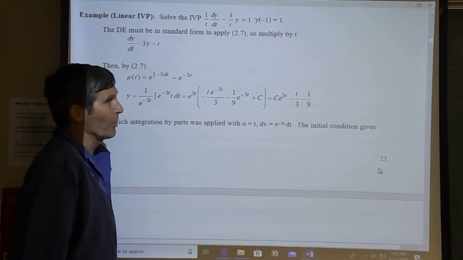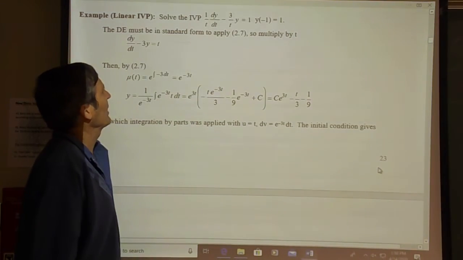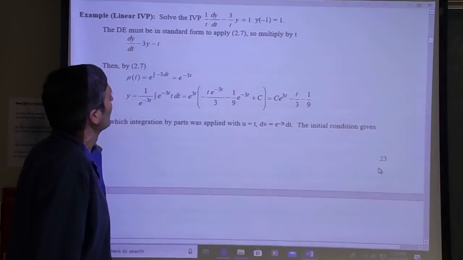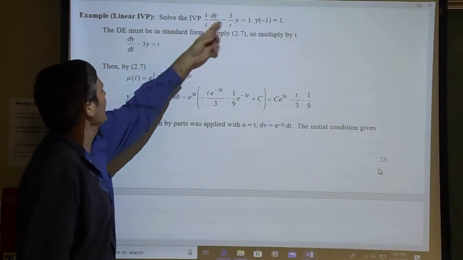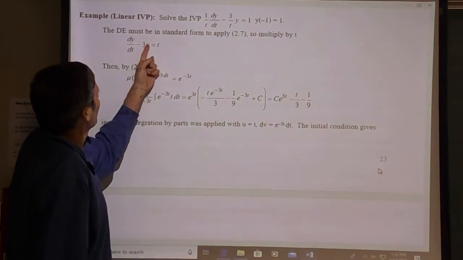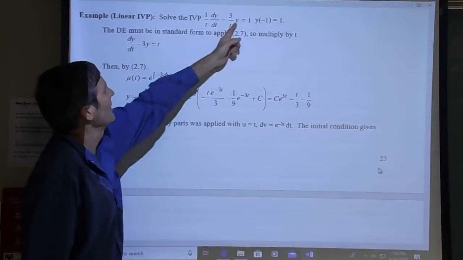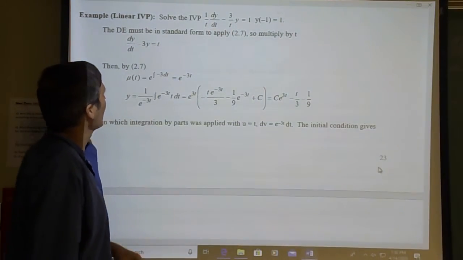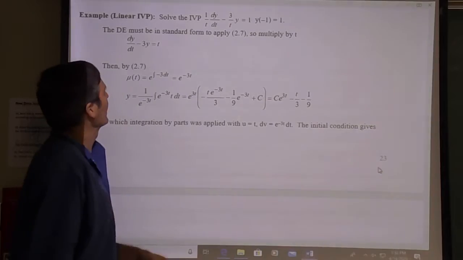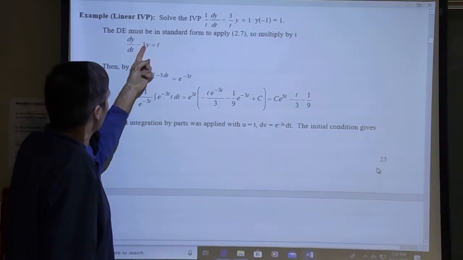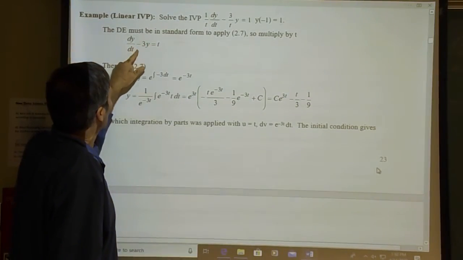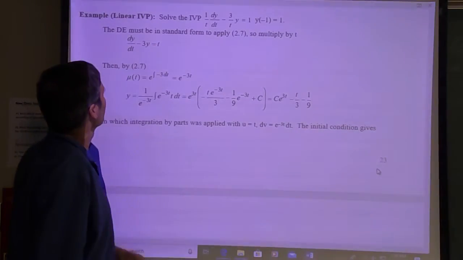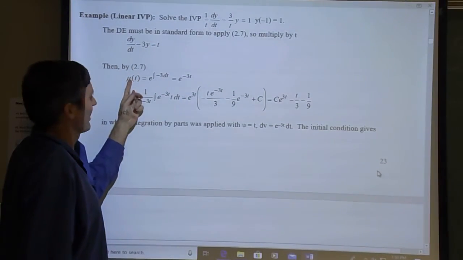So before we can apply our method, we have to have this linear equation in standard form. We multiply through by t, and it becomes dy/dt minus 3y equals t. Right? Multiply through by t to get this. And now, obviously, it's a linear equation in standard form, dy/dt plus p(t)y equals f(t), where p is minus 3 and f is t. So we go to the integrating factor formula.